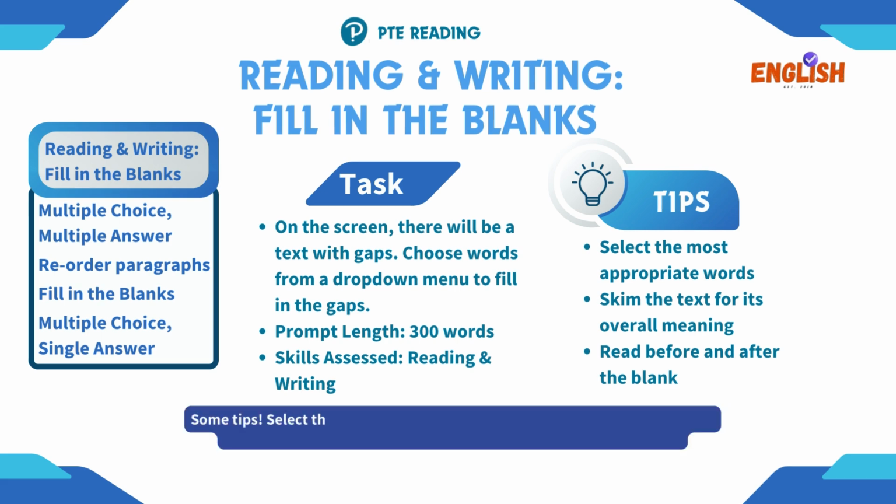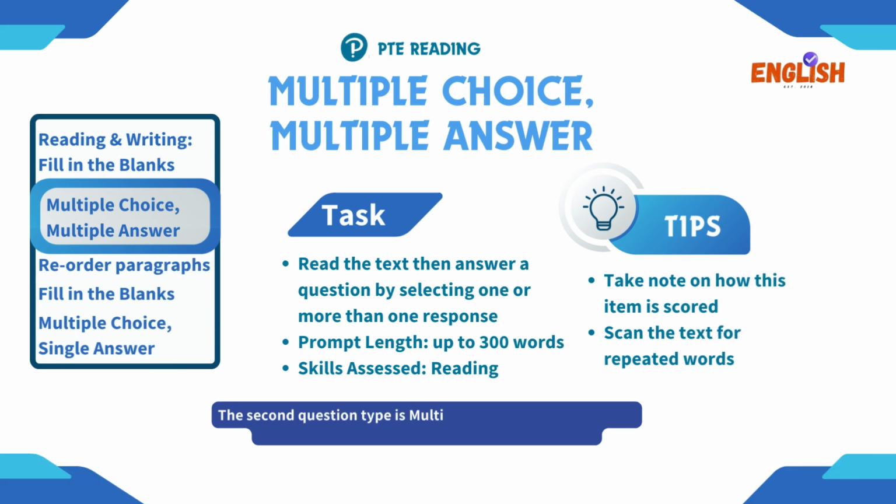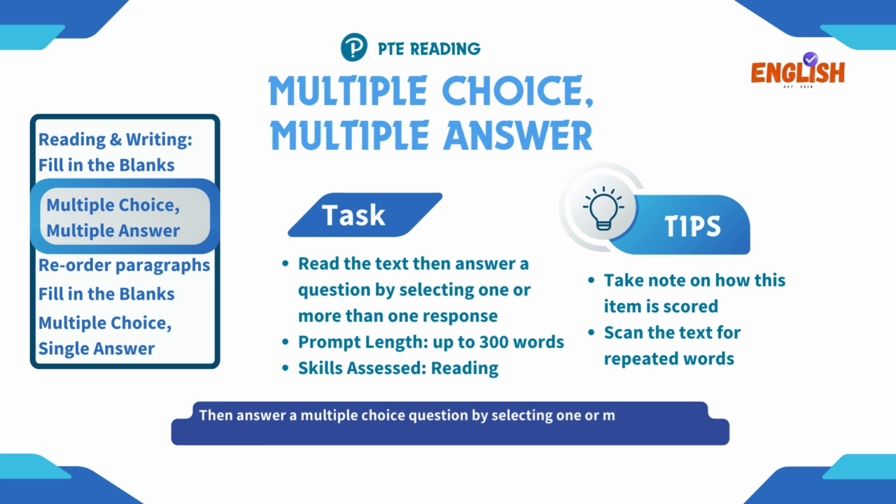Some tips. Select the most appropriate words among the options. Then skim the text for its overall meaning and read before and after the blank. The second question type is multiple choice, multiple answer. In this task, you must read the text on the screen. Then answer a multiple choice question by selecting one or more than one response. The prompt length is up to 300 words and the skill assessed is reading.